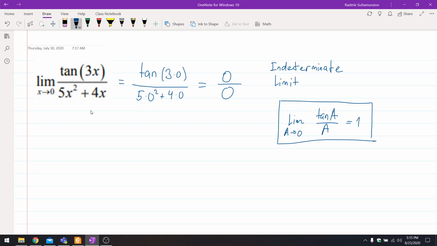So now, let's try this problem. Let's factor the bottom. On the bottom, we see that x is a common factor. And do not forget to write x approaches 0. If you write just the expression, that would be just an algebraic expression. So this is something formal you should always do.